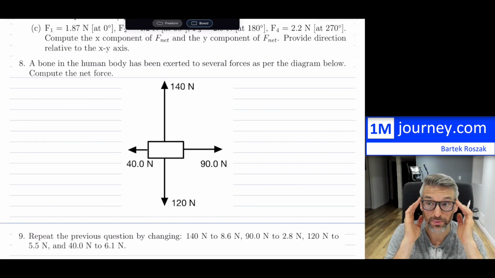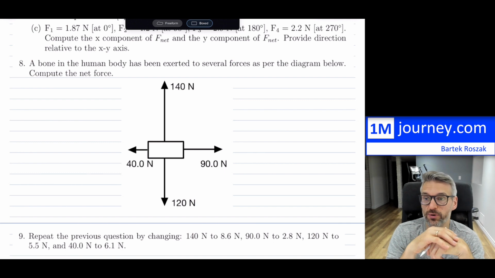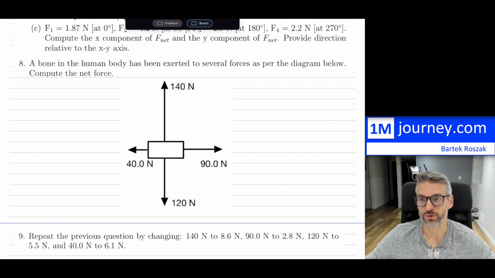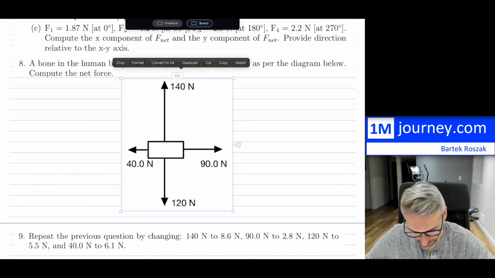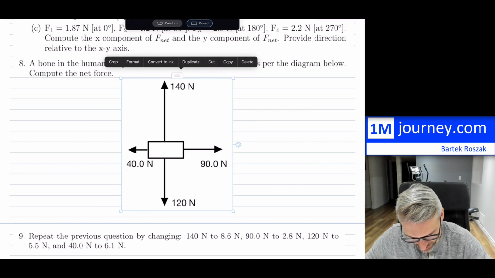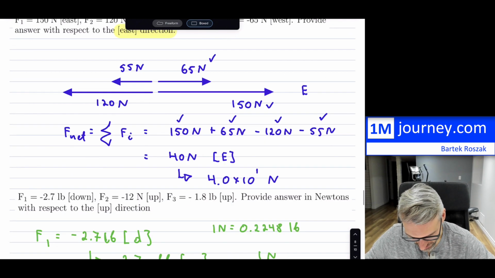In the next example, they ask us, you have a bone in the human body and it looks like it's under several forces. And so within here, we want to compute the net force. Okay, so this one is a little bit meaner than the previous one. So let's copy this. Let's bring it down.